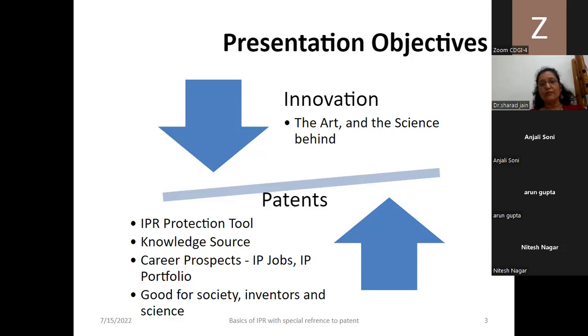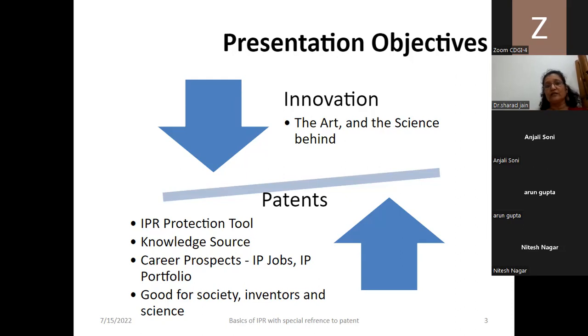Actually, intellectual property right is a protection tool which can protect the property that comes from your mind, from the mind of the people, and that we call property. And we can protect it through the different rights granted by the government. It is a knowledge source, and everybody can make their career also. It provides jobs also. It can make your IP portfolio. And definitely it is good for society as well as for inventors and for the science community. So it is an art, and it has science also.